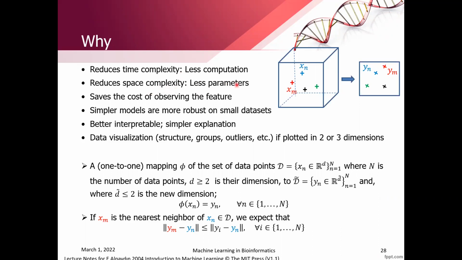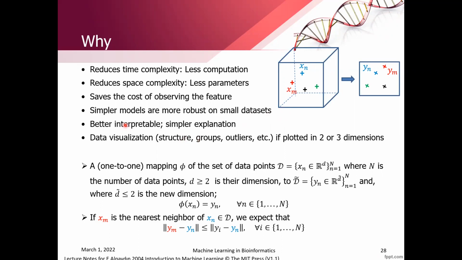It of course reduces space complexity. We need fewer parameters for describing the data. It can save the costs of observing the features. Maybe some of the features are useless, so we don't need to measure them. Fewer attributes can enable us to develop models with a lower number of parameters, and a lower number of parameters usually means more robust models.